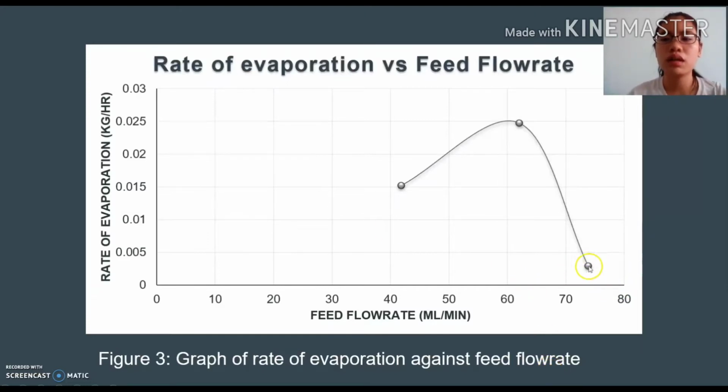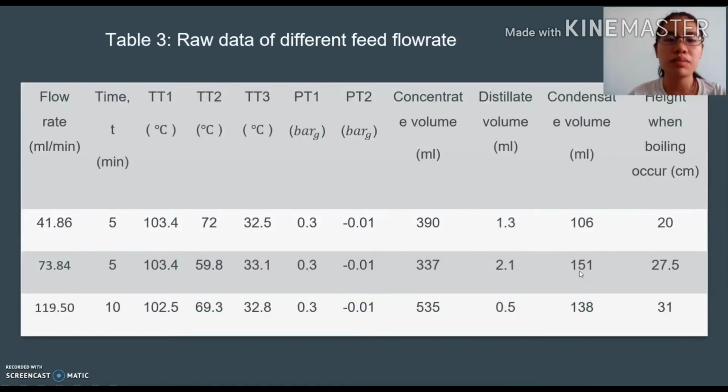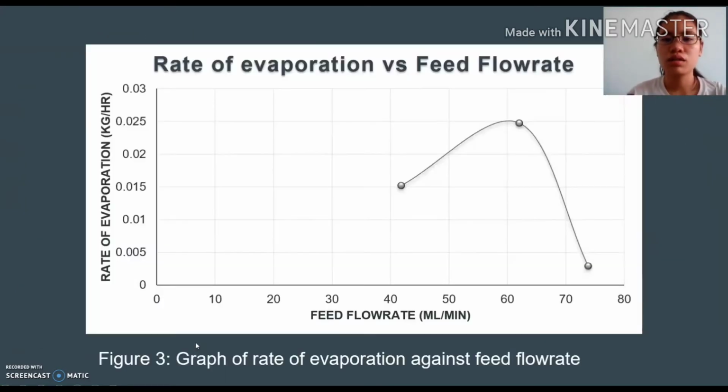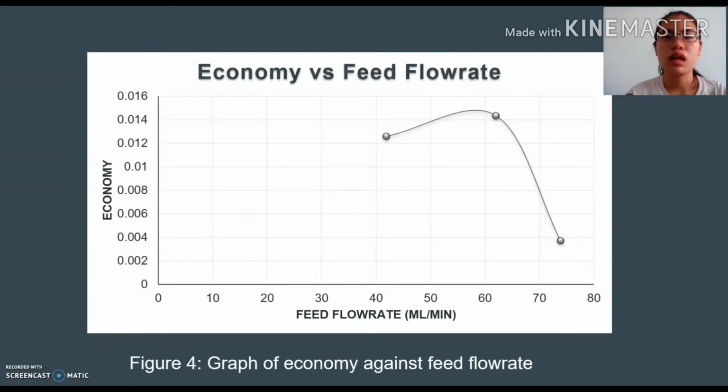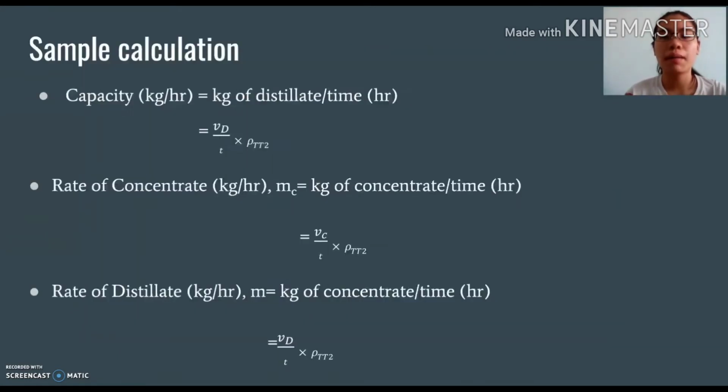But as you can see from the last one, it decreased. This is maybe caused by the time we set. For the last reading, we set it as 10, but for the previous ones, we set it as 5. So maybe it affects the result. And for the economy part, it is also the same. When the feed flow rate increases, the economy increases.